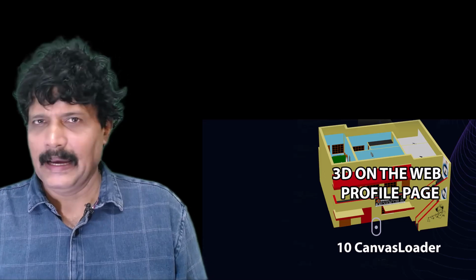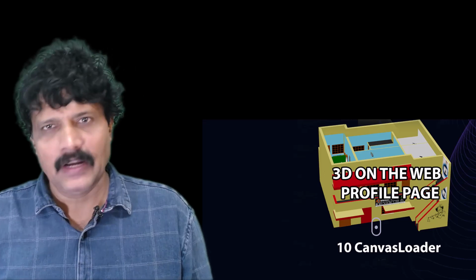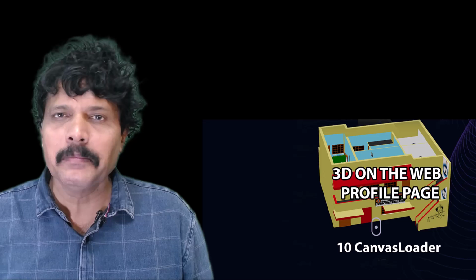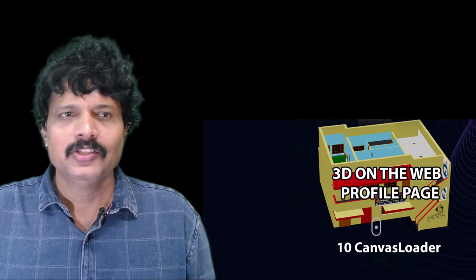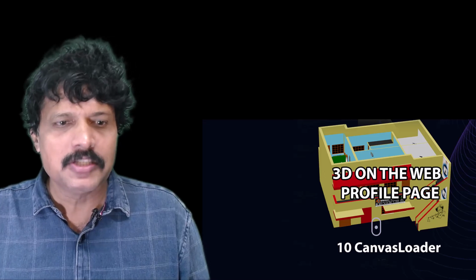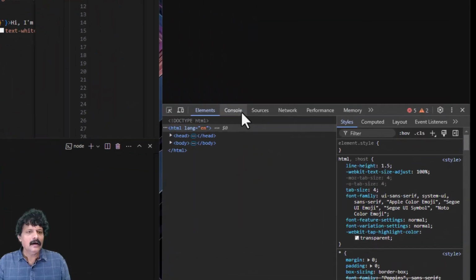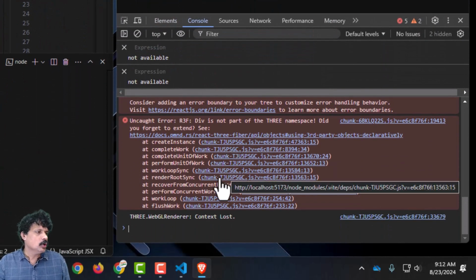Hello and welcome back. In this session we are going to fix the breaking of our application. In the last session, after we added the 3D model, I am not seeing the model at all. If I right click and choose inspect, and come into the console window, I see a set of errors happening.